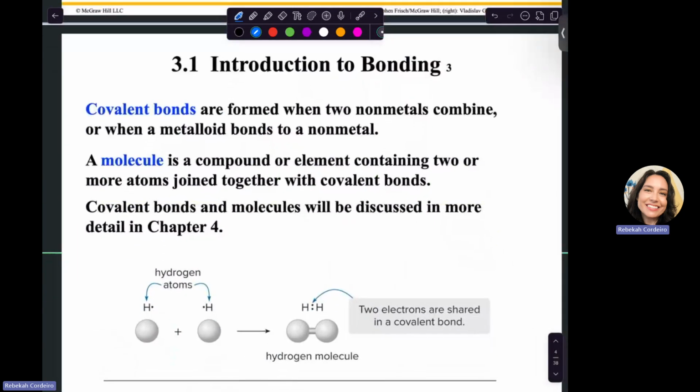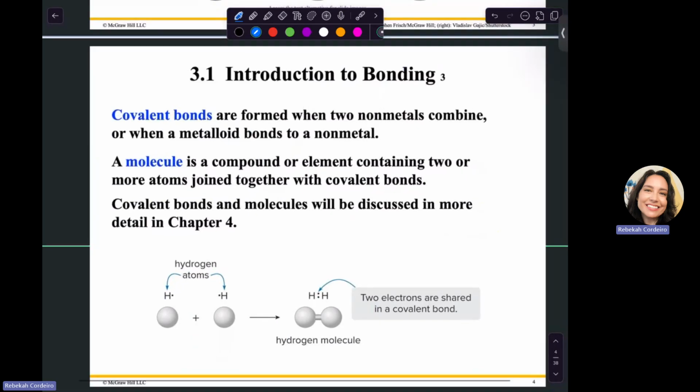Covalent bonding, we're going to just touch on it here, and then we're not going to talk about it until chapter 4 again. But covalent bonding is when you have two nonmetals coming together, or sometimes you have a metalloid with a nonmetal. And we get a molecule when this covalent bond happens, and we're sharing electrons. And so there are shared electrons between two elements in a bond.